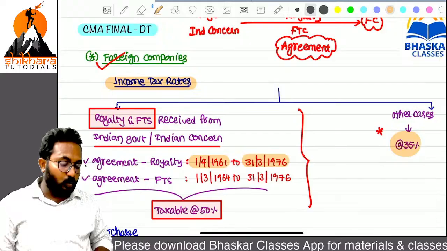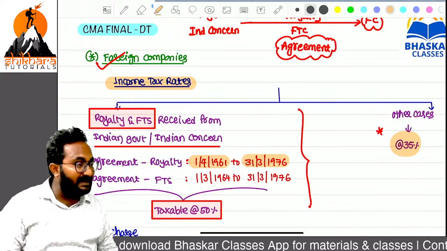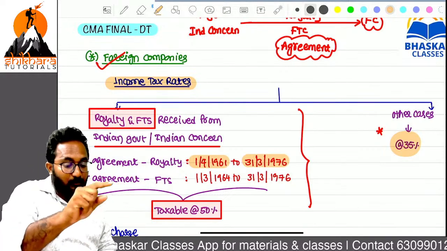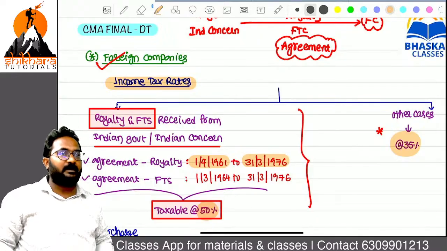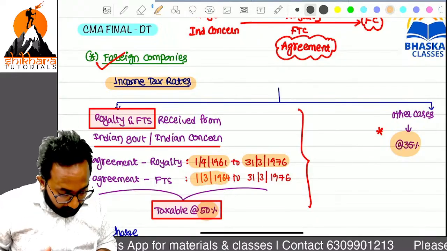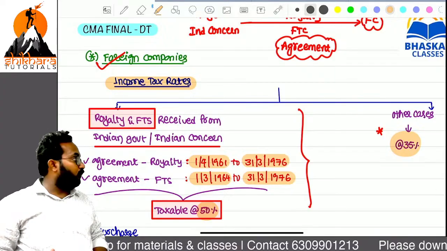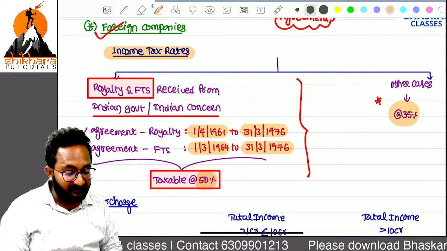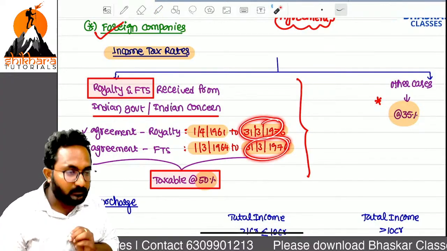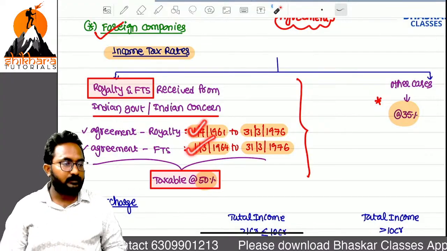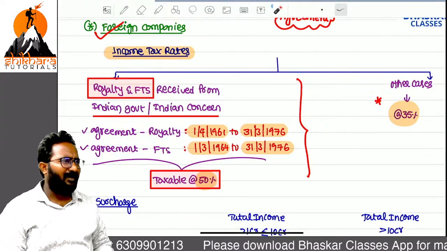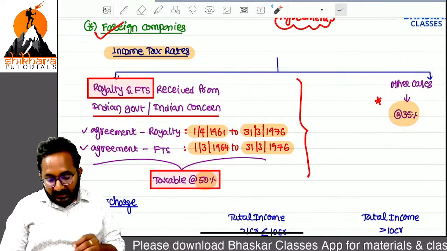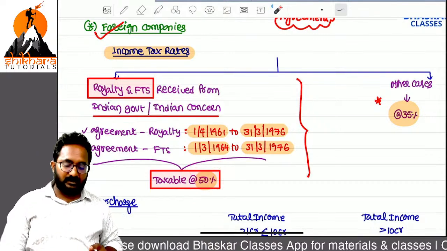1/4/1961 to 31st March 1976. In between that time, if you entered into an agreement, that royalty amount is chargeable to tax at the rate of what, ma? 50%. If you entered into an agreement in between these two dates, 1/3/1964 to 31st March 1976, the end date is the same, ra, but the starting date is different. Okay, but not important, ra. Again I will cover it in the non-resident chapter. Generally you have to remember 35%. Sir, in some cases you have to pay the tax at the rate of 50% also, just remember.